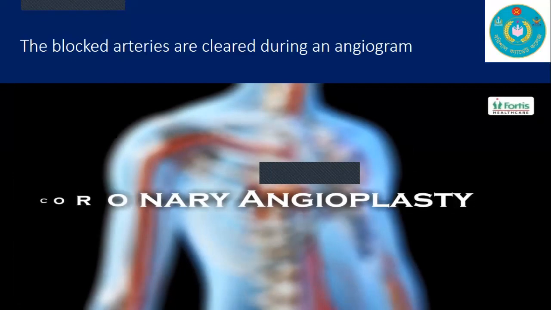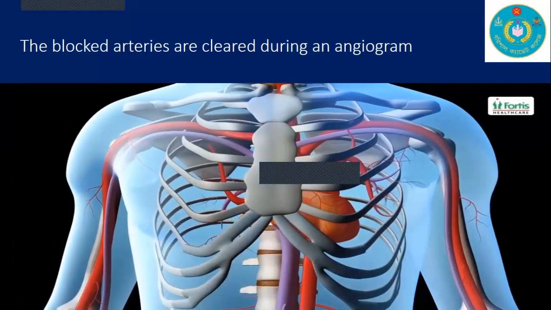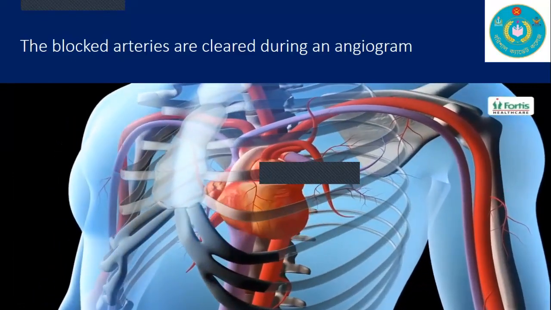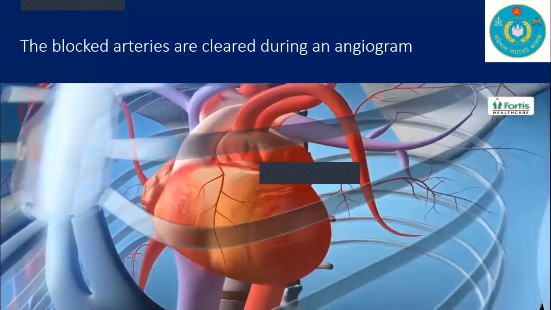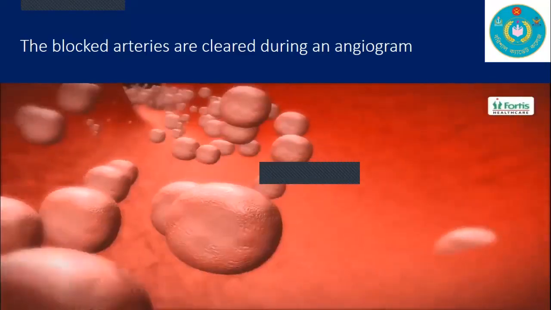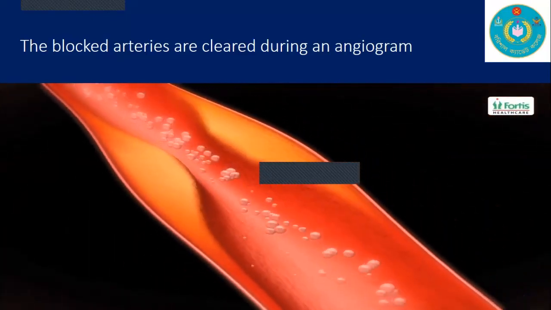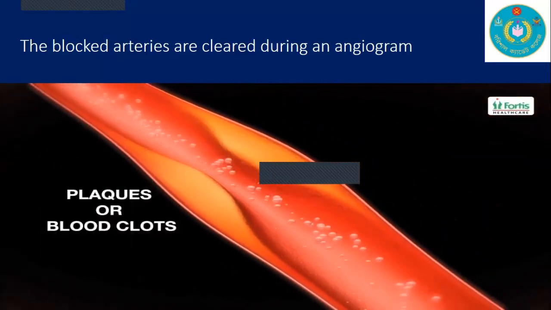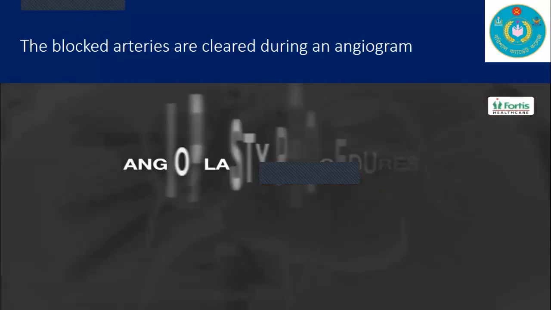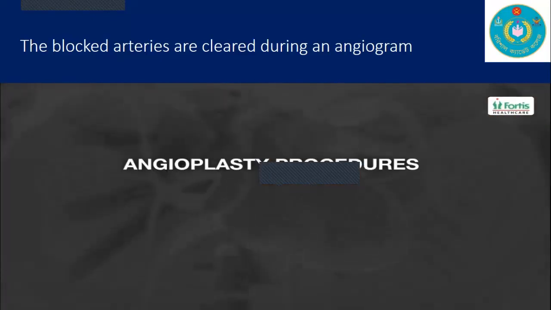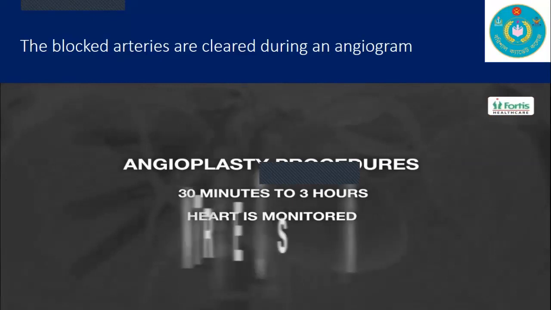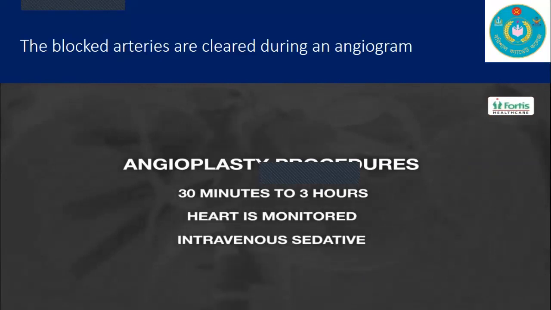Coronary angioplasty, also called percutaneous transluminal or balloon angioplasty, is a treatment procedure to restore the blood flow in narrowed or blocked coronary arteries caused by plaques or blood clots. Most coronary angioplasty procedures last between 30 minutes and 3 hours. Once the patient is admitted, his heart is monitored and he is given an intravenous sedative to relax the body.